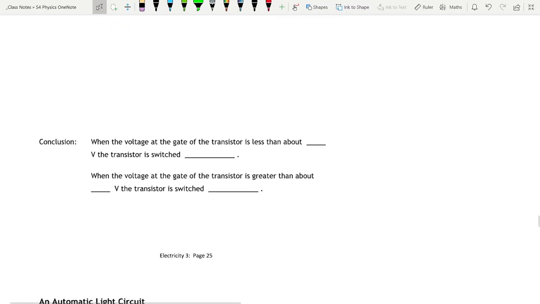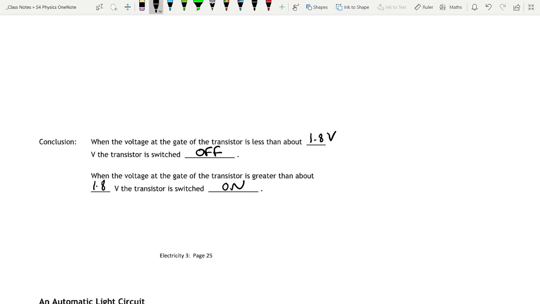So, in conclusion, when the voltage at the gate of the transistor, so that's that bottom voltage, is less than about 1.8 volts, then the transistor is switched off. When the voltage at the gate of the transistor is greater than 1.8 volts, the transistor is switched on.